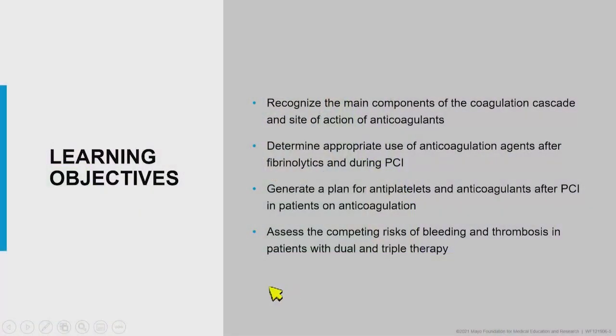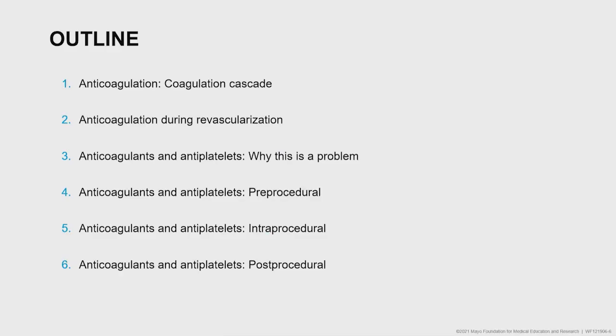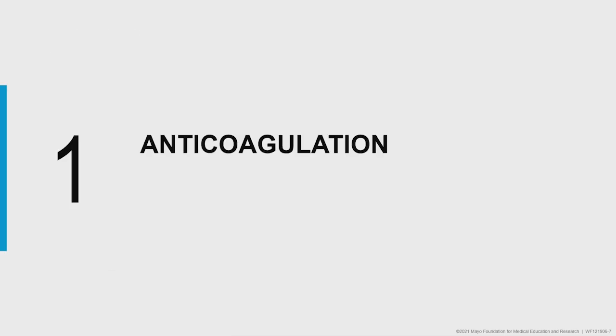And here are the learning objectives for the talk. And we're going to follow this outline. We're going to talk briefly about the coagulation cascade because we just have to. I know that's not everybody's favorite. And then we're going to talk about anticoagulation during revascularization, anticoagulation and platelets. And then we're dividing into pre-procedural, intra-procedural, and post-procedural.